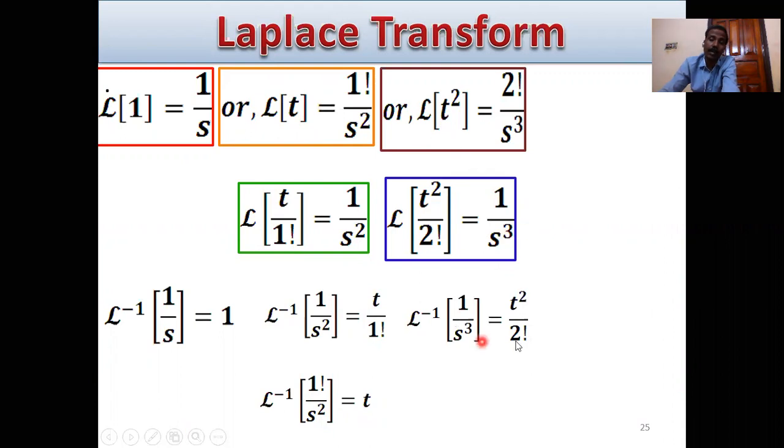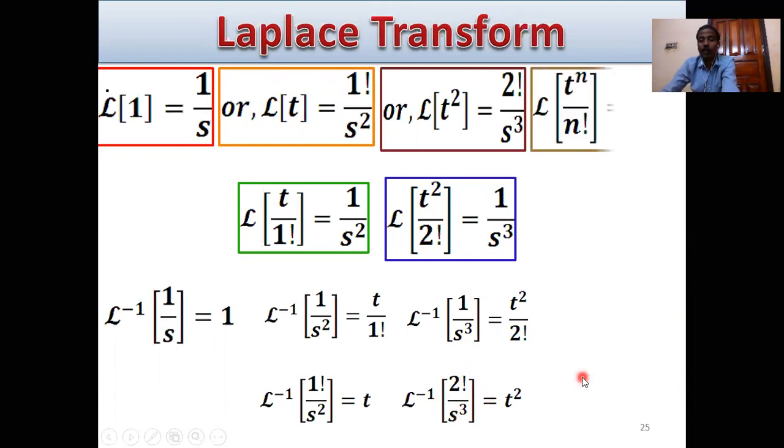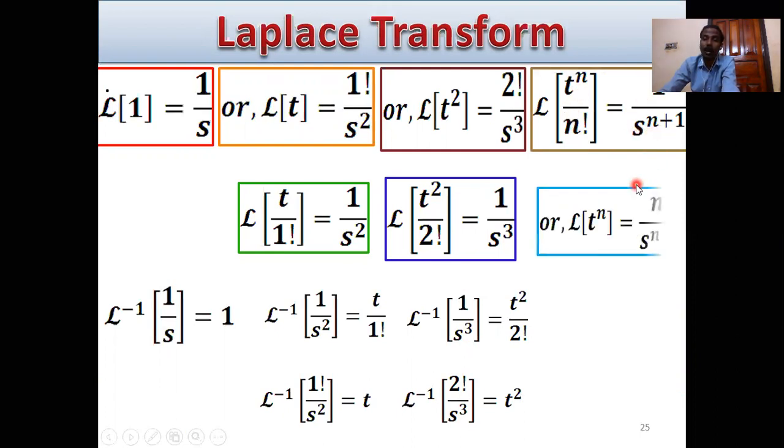This is the right hand side term, and equals t square by factorial 2. This is the frequency domain to time domain conversion, or inverse Laplace transform of factorial 2 by s cube equals t square, a parabolic function. Then Laplace transform of t to the power n by factorial n equals 1 by s to the power n plus 1, or Laplace transform of t to the power n equals factorial n by s to the power n plus 1.